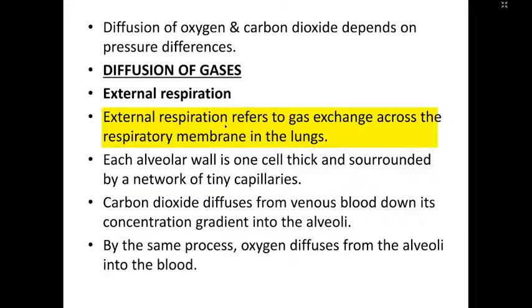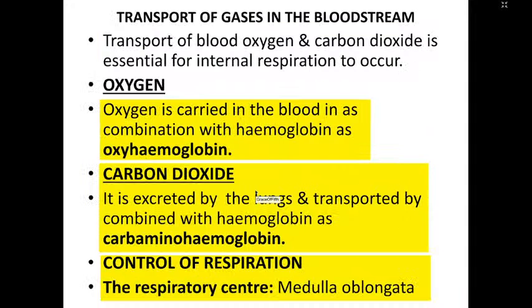The external respiration refers to gas exchange across the respiratory membranes, and each alveolar wall is one cell. We have all discussed this. We'll bypass. The respiration is controlled by your medulla oblongata. Now internal respiration, I've already told you, is between the tissues. The carbon dioxide from the tissues goes into the extracellular space, extracellular fluid. From there it is taken up by the capillaries into the veins, and it is taken to the lungs. And from the lungs again it is oxygenated and it comes back.